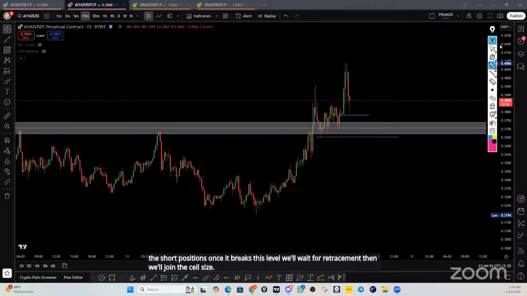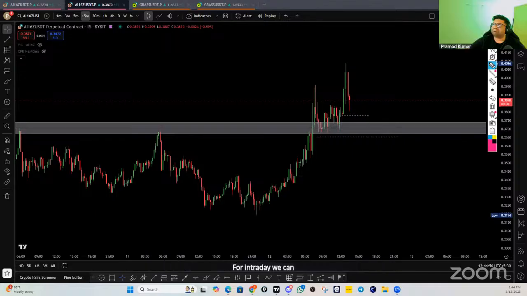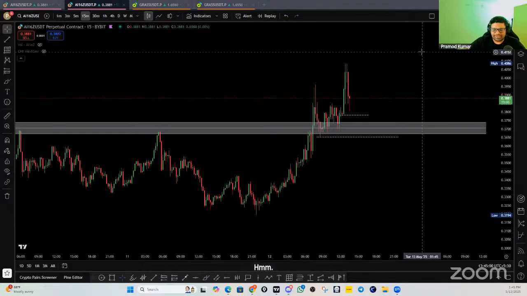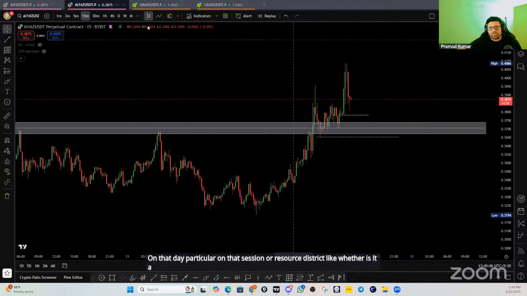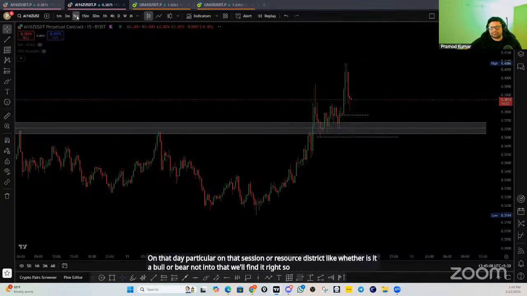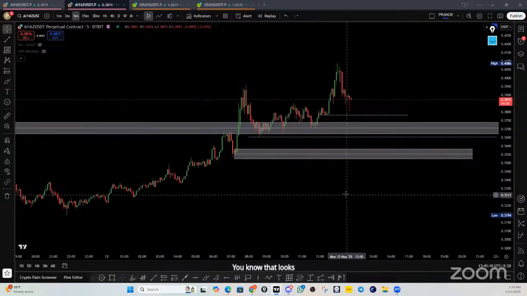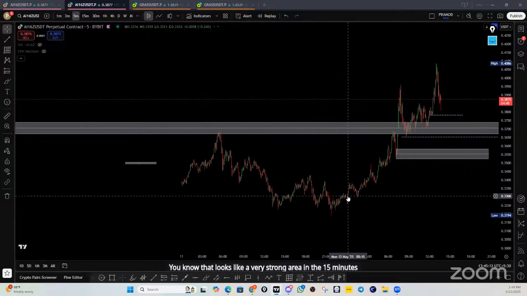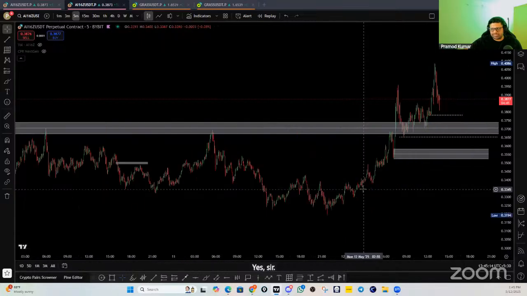For intraday, we can catch both sides, sir. We can try long, short, both. On that particular day, in that session, we'll search for the trade, whether it is bull or bear. According to that, we'll find the trade setup. That looks like a very strong area in the 15 minutes, what you marked, those two order blocks.